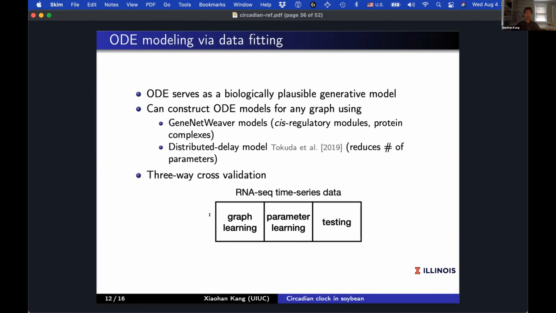And one important thing is to actually have enough data so we can do testing on the constructed ODE models. So we would like to have RNA-seq time series data and divide it into 3 parts. The first part can be used for graph learning using COSNET. The second part can be used to estimate the parameters in the ODE model, and the third part can be used for testing the prediction power or the generalization of the ODE models.